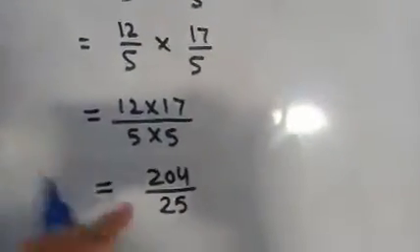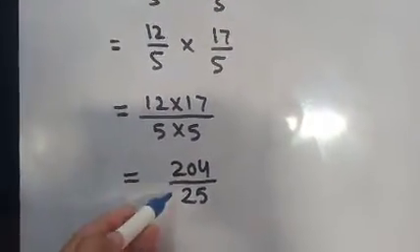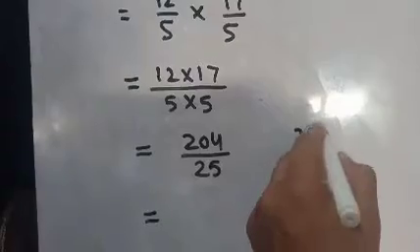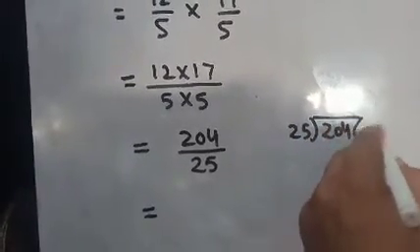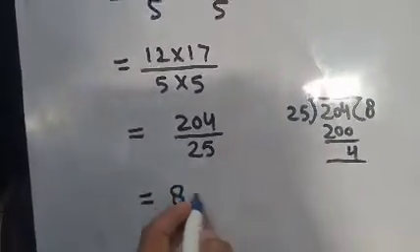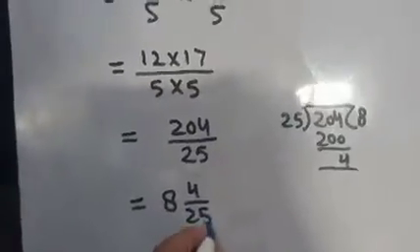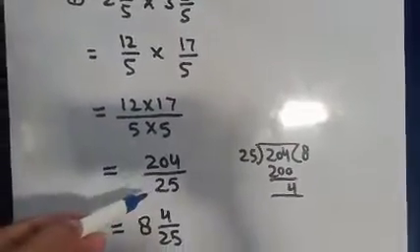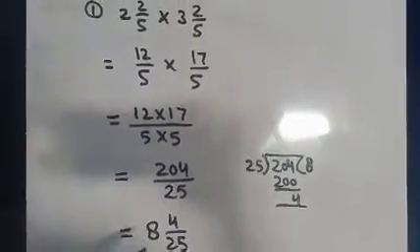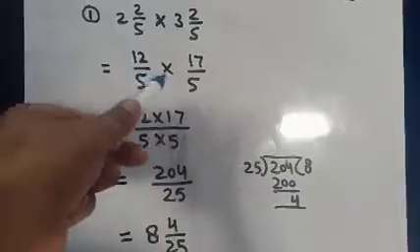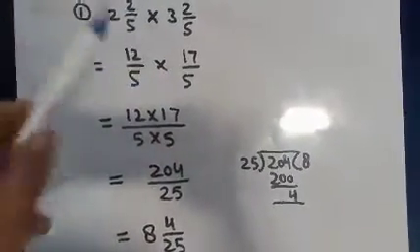Sometimes students stop here, but this is not your last step, because this is an improper fraction. So convert into a mixed fraction again. 204 is divided by 25. 25 eights are 200 and the remainder is 4. So 8 whole 4 upon 25. This is your answer. Whenever you get an improper fraction, you will convert it into a mixed fraction again. So students, I hope you will understand. There is a little more step for conversion of mixed fractions into improper fractions.